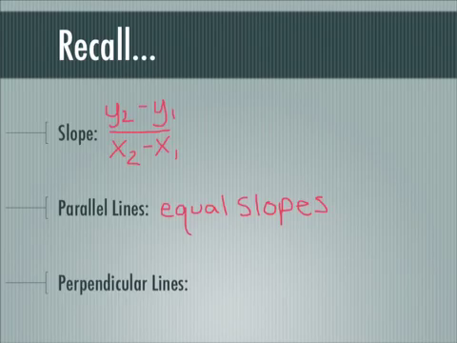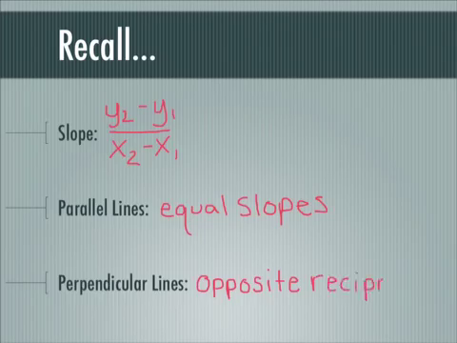What about the slopes of perpendicular lines? Do you remember? One's negative, one's positive. Okay, they are opposite. There's another word to throw in there. Opposite. So if it was positive, you make it negative. That's opposite. What else do you do to it? You flip it, which is called the reciprocal. Opposite reciprocal.